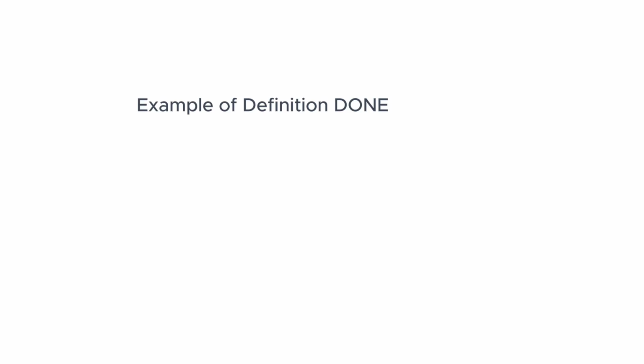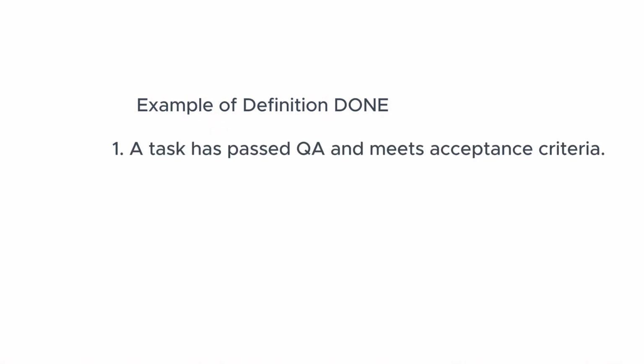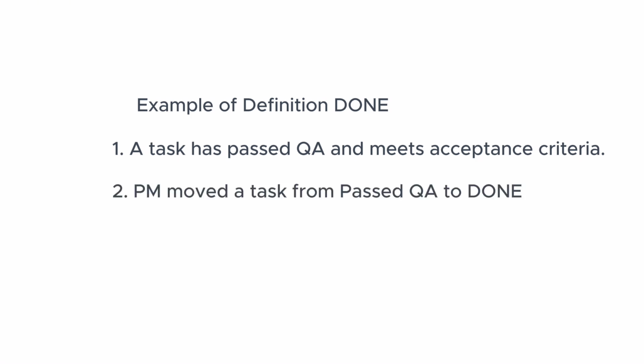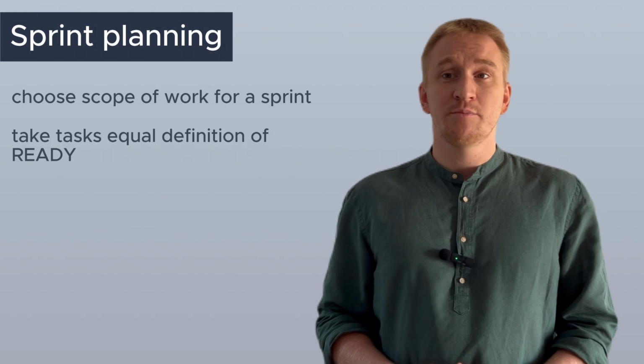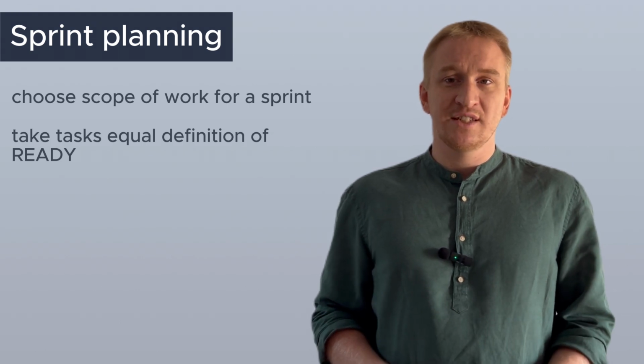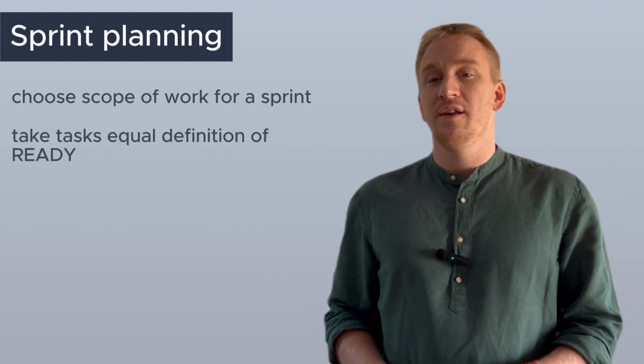The second definition is definition of done. Example of definition of done. Item 1. A task has passed quality assurance and meets acceptance criteria. Number 2. Project manager moved a task from passed quality assurance to done. The principle is the same. You as a team can define your own definition of done when you consider a task to be truly done. So going back to our sprint planning, in sprint planning, we can only put tasks that equal definition of ready.